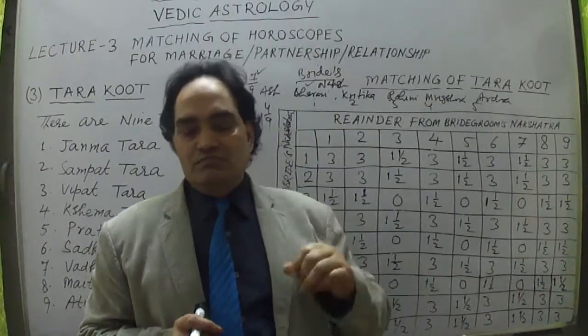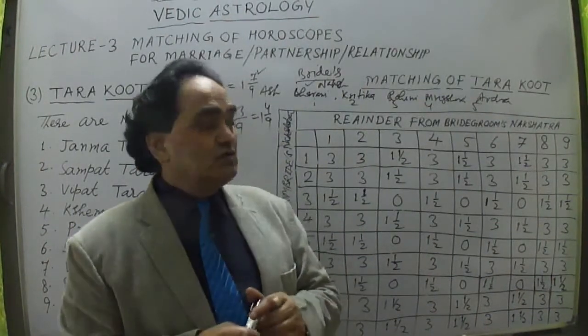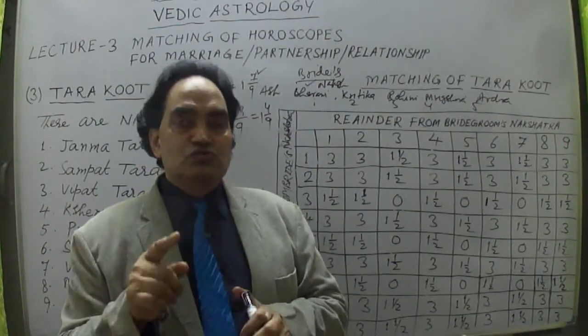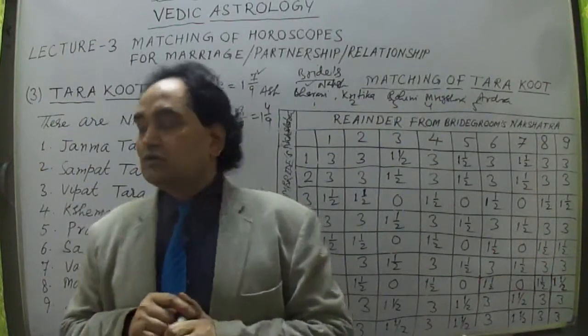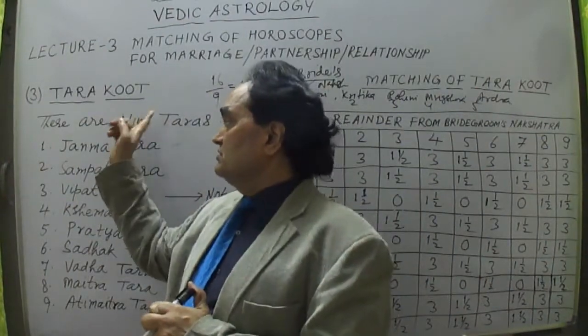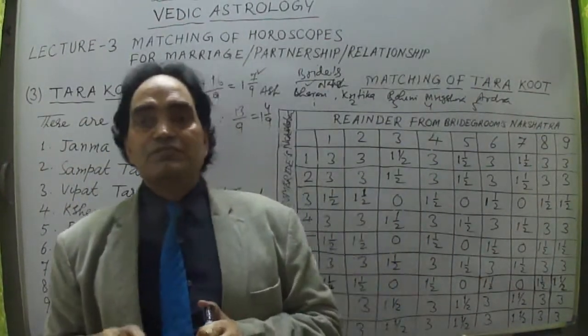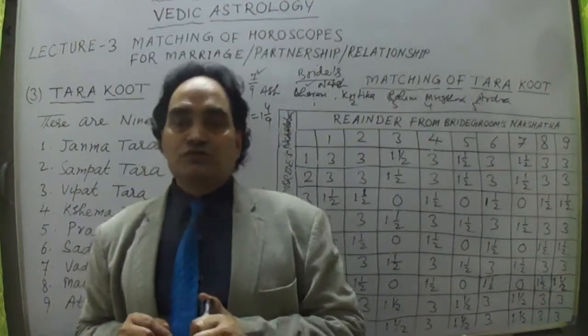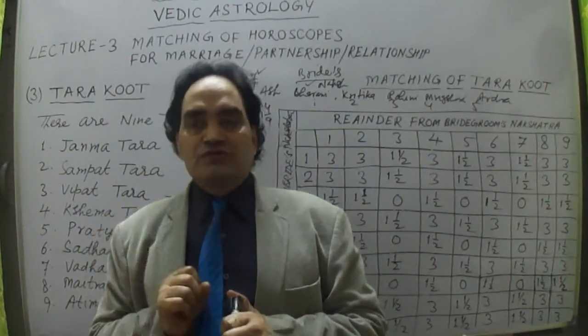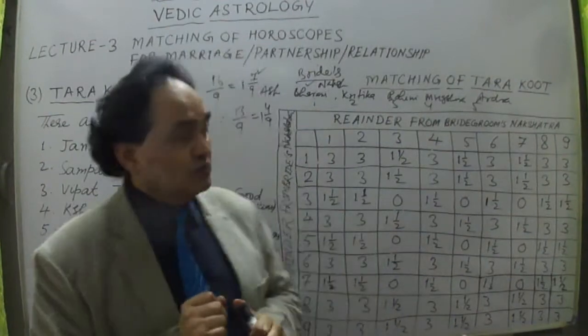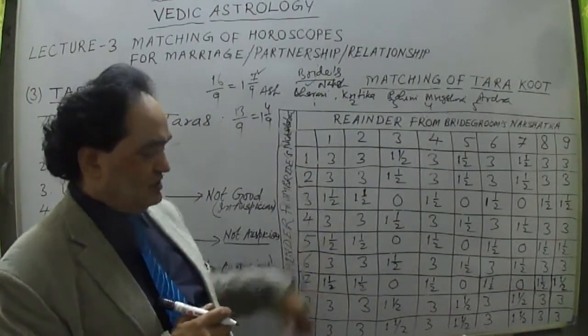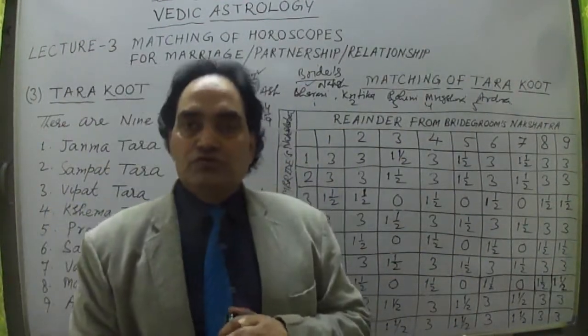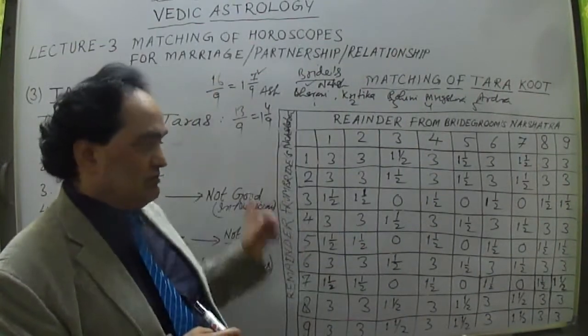This way the marks are allotted. So Yoni is given 4 marks. So the next KOOT will be for 4 marks or 4 points. This is Tara KOOT for 3 points, and that will be Yoni KOOT for 4 points, right? Next one that I have to talk about. Okay, so till then, just imagine about these things.